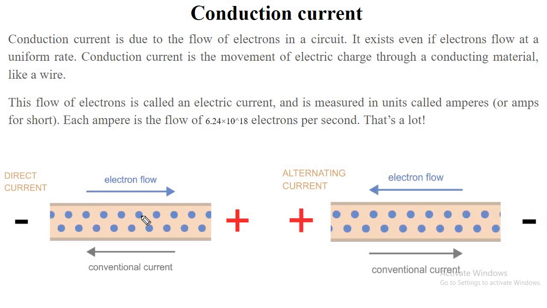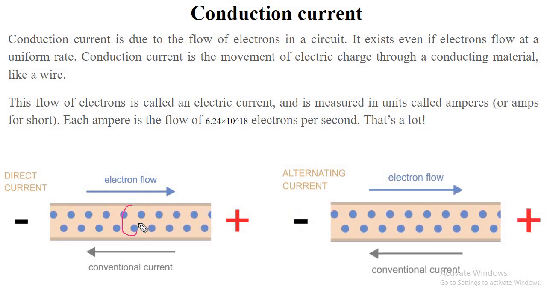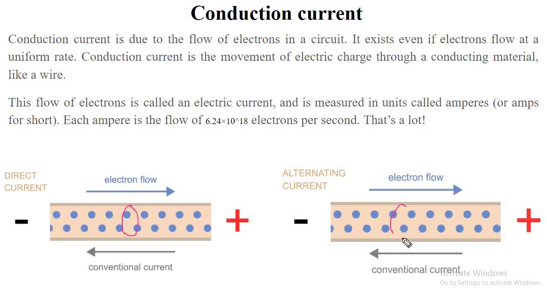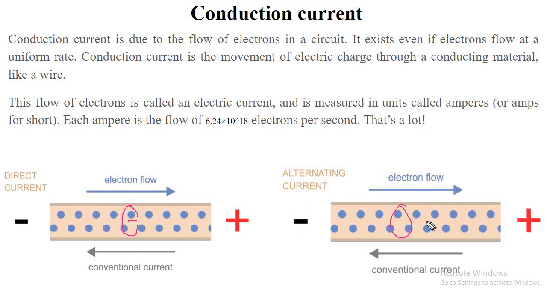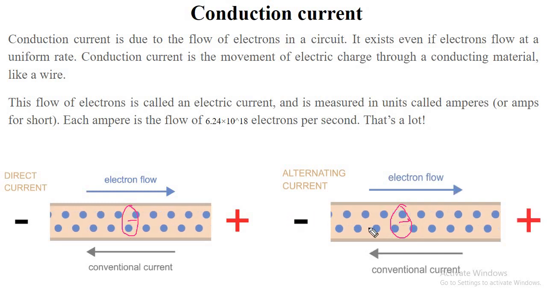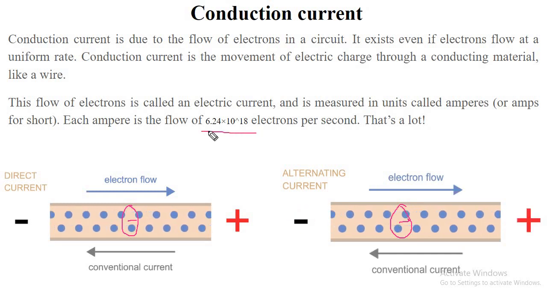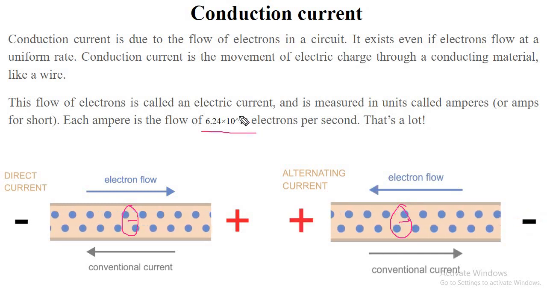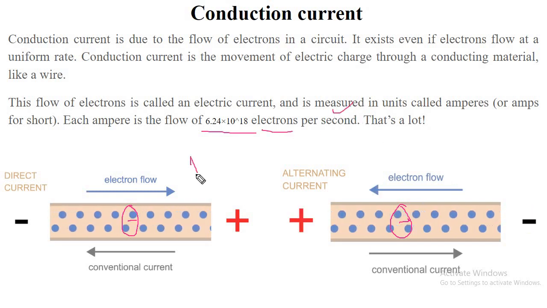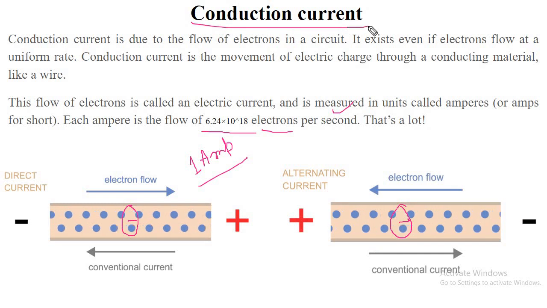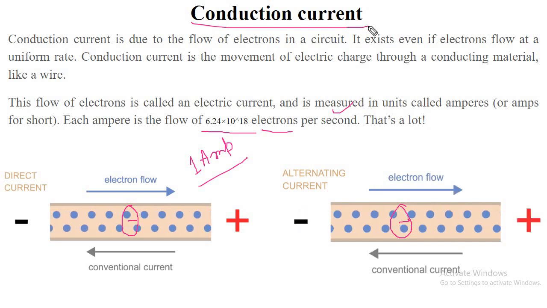Now what we are going to do? We are going to consider a unit cross-sectional area. The radius of this circle is 1 unit. Here also you have 1. So we are going to calculate how many electrons pass. If 6.24 into 10 to the power 18 electrons are passing per second, then we consider this as 1 ampere. So this is the idea about conduction. Normally, conduction current passes through conducting materials.